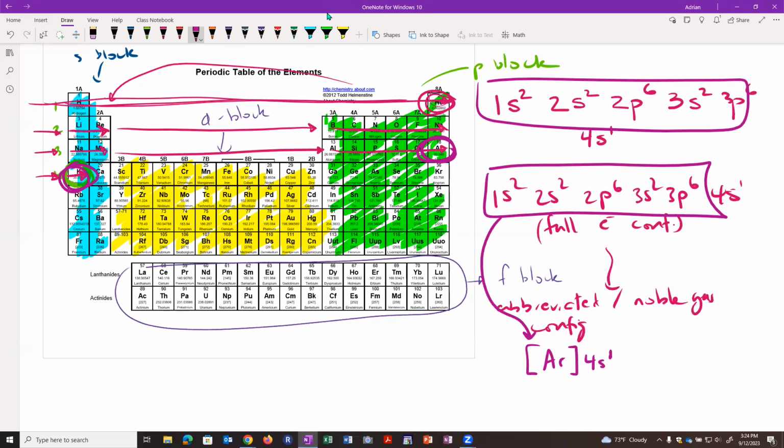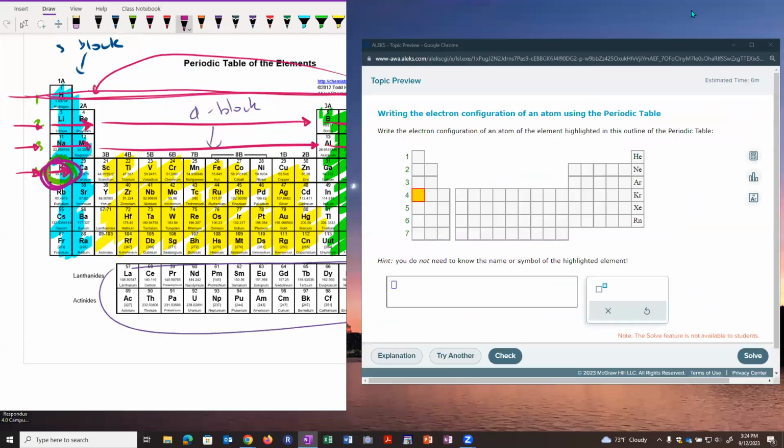Okay, so either way would work to get to your electron configurations, and that's how we can use the periodic table to help us quickly determine those.